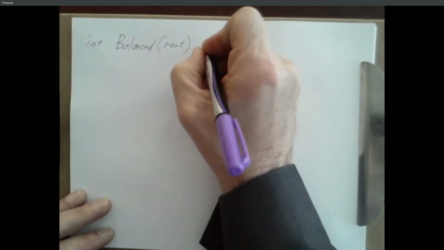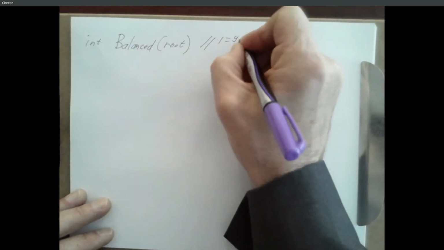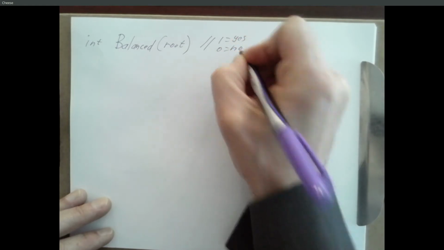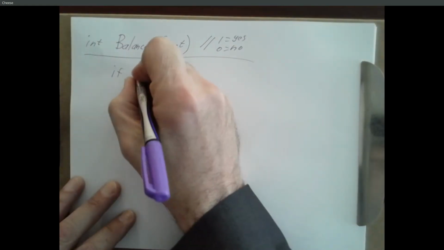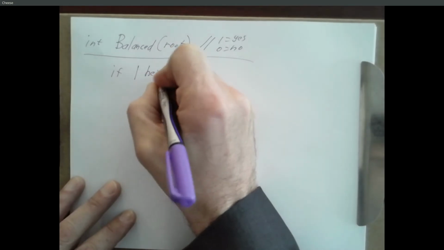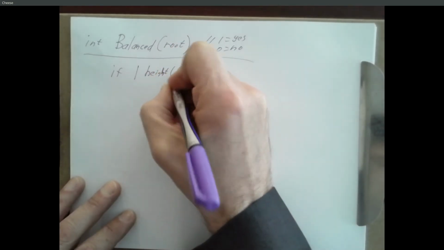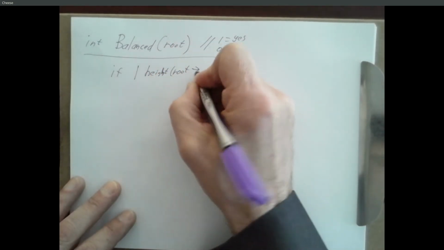So I'll switch to root today. So we're going to pass the root of a tree, and we want to know if the tree is balanced or not. And let's return 1 if the tree is balanced, 0 if it's not. Well, the definition of a balanced tree is the following. I'll start using arrows.